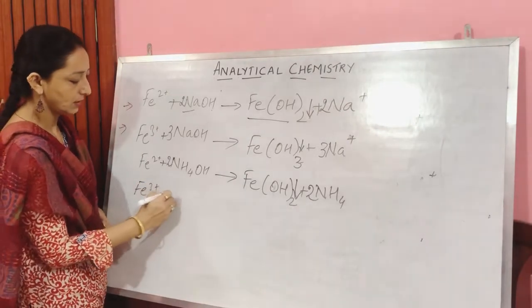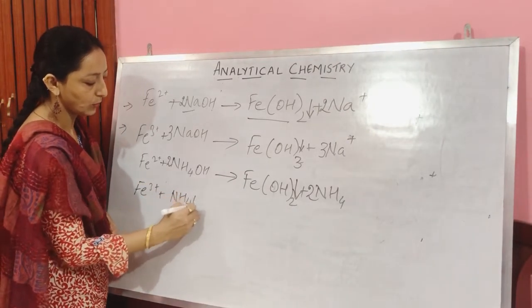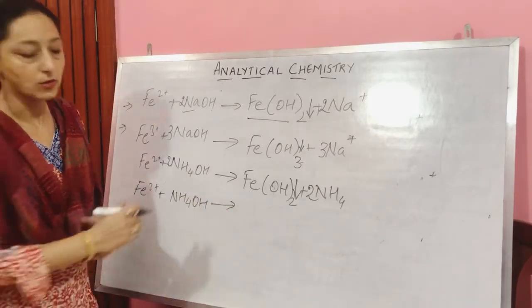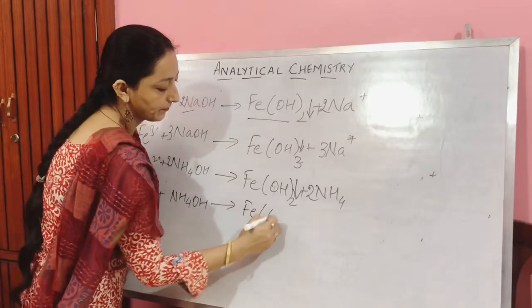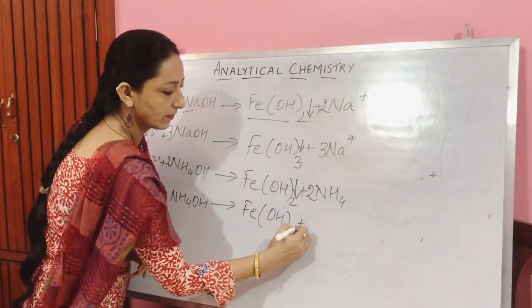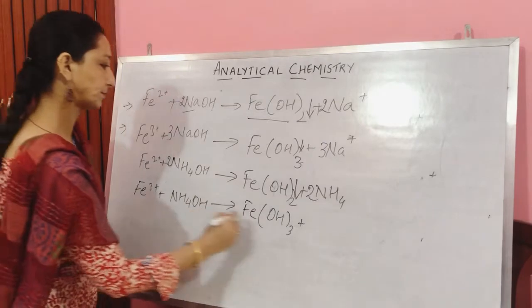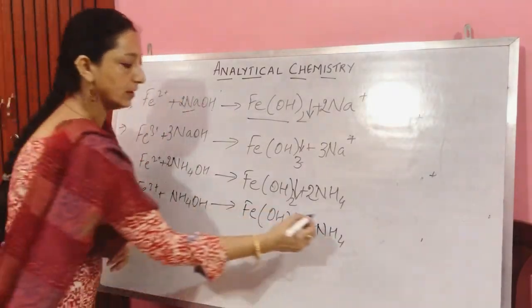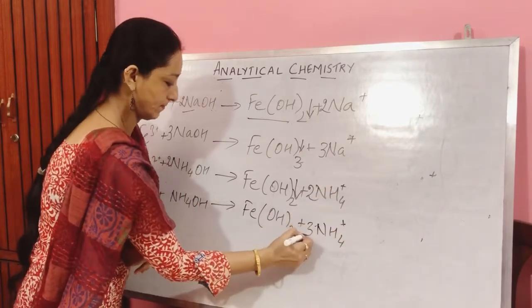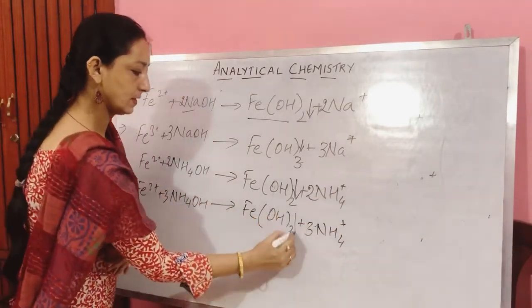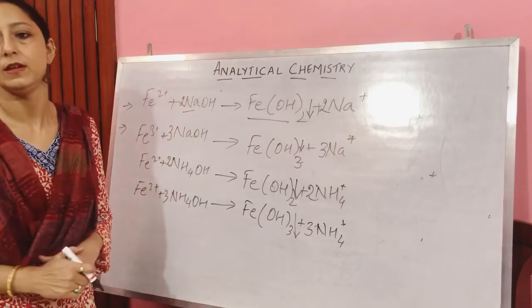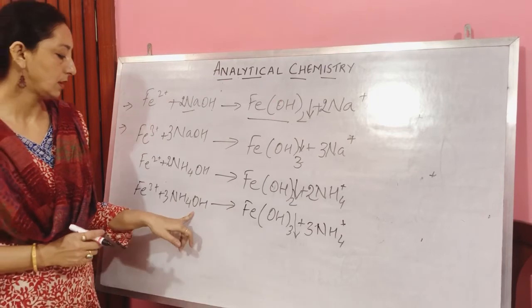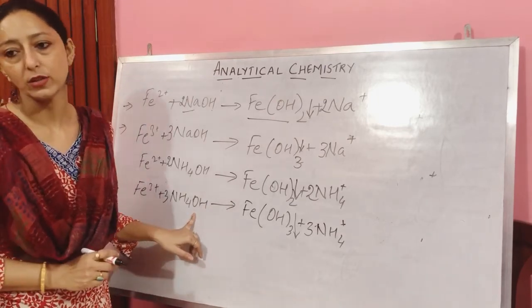When ammonium hydroxide is added to a solution which has Fe3+ ions, it forms a reddish brown precipitate of iron 3 hydroxide, Fe(OH)3, along with NH4 ions. It is a precipitate. The precipitate again is insoluble when excess ammonium hydroxide is added to the solution.